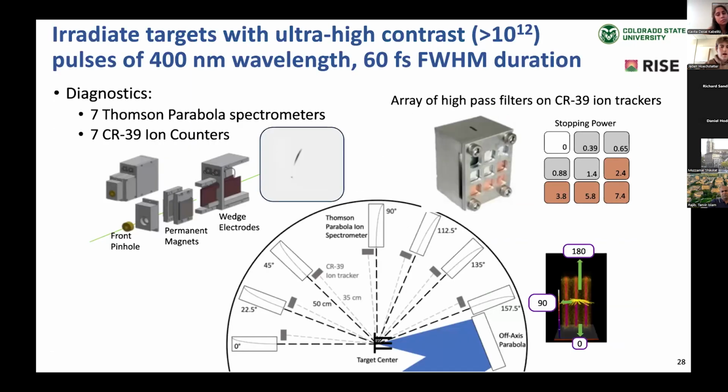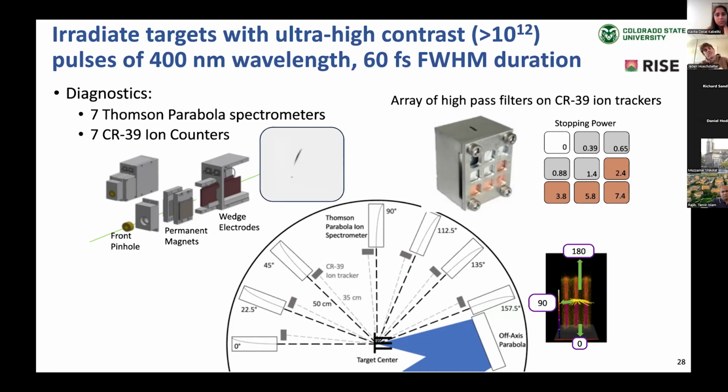For the polyethylene. And then we conducted an experiment to measure the ion acceleration radially, or at every angle, really, of these nanowire arrays. And for this, we had 7 Thomson parabola spectrometers placed around the target. If the nanowires were here, and we irradiated directly normal of the nanowire arrays, and we had 7 Thomson parabolas here, and then we also had CR39 ion trackers with an array of different MeV stopping power filters, also placed around the target.